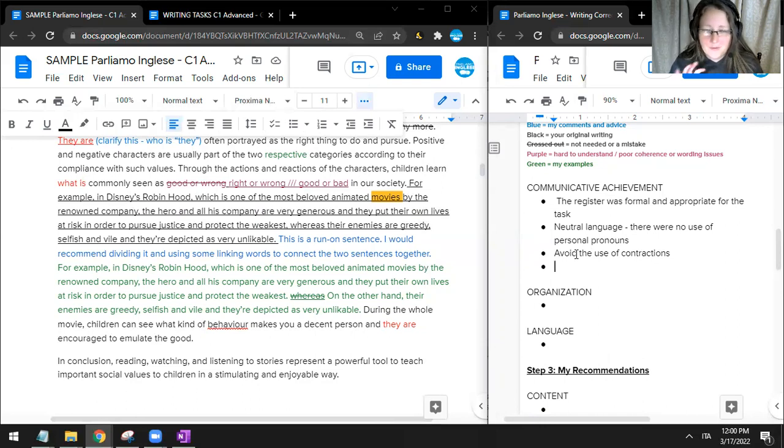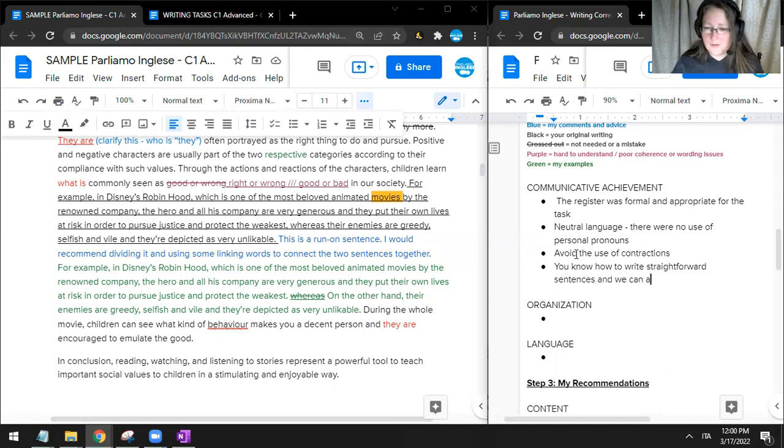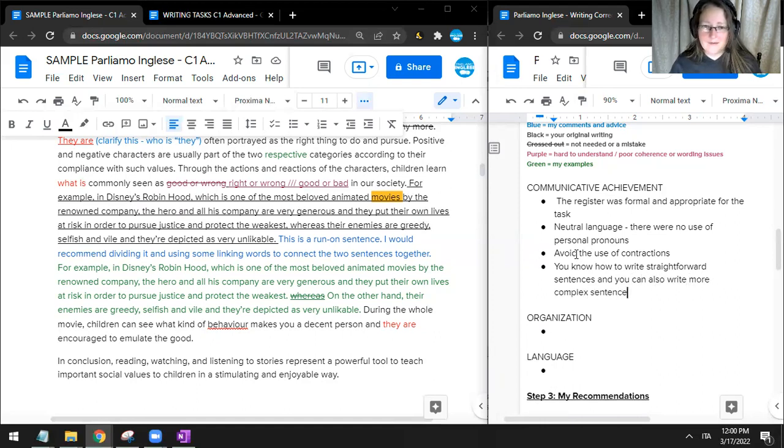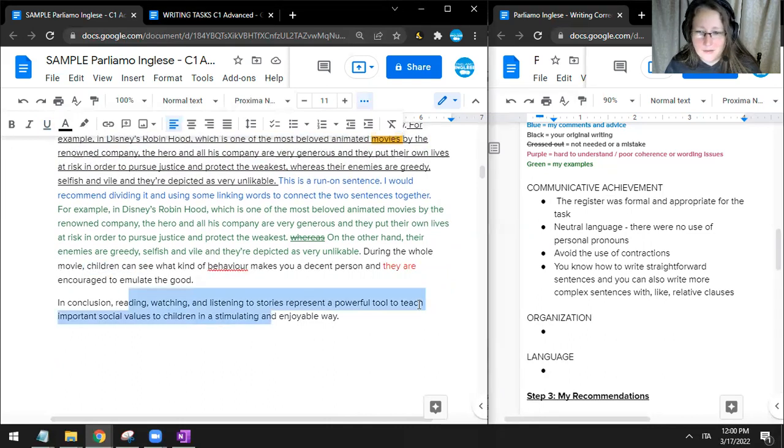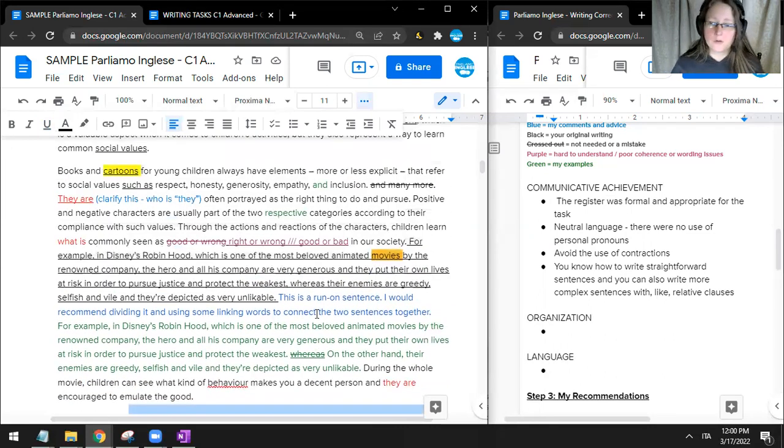Also, it is really clear that you know how to write straightforward sentences, and you can also write more complex sentences with relative clauses and things of that nature. You've shown that through this sentence, for example, where you were able to piece a number of things together and it all made sense, as well as other parts in this essay. However, to get a higher score, I would suggest varying your language.